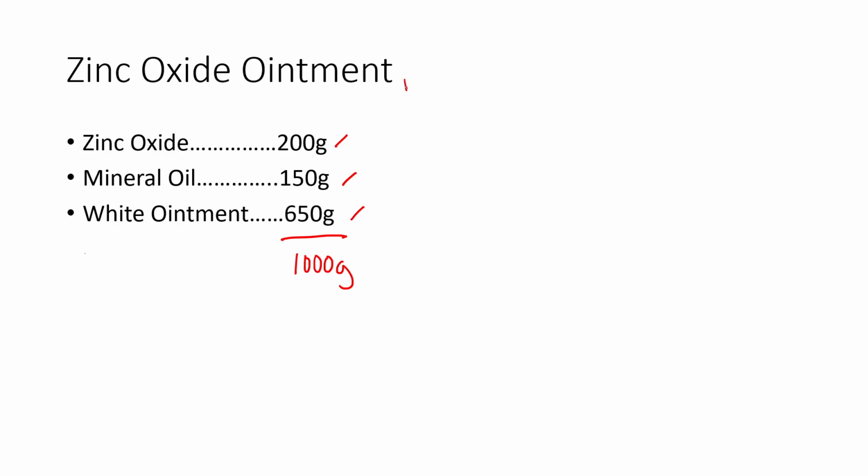So if I ask you to prepare only 250 grams, we have our desired over our recipe, and that is 0.25. We only need to multiply all values by 0.25.